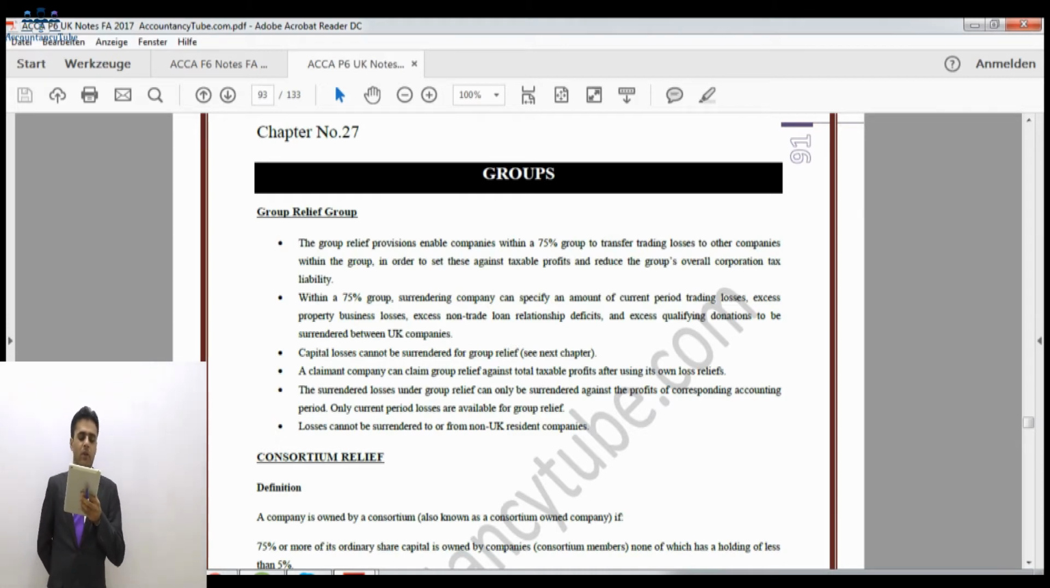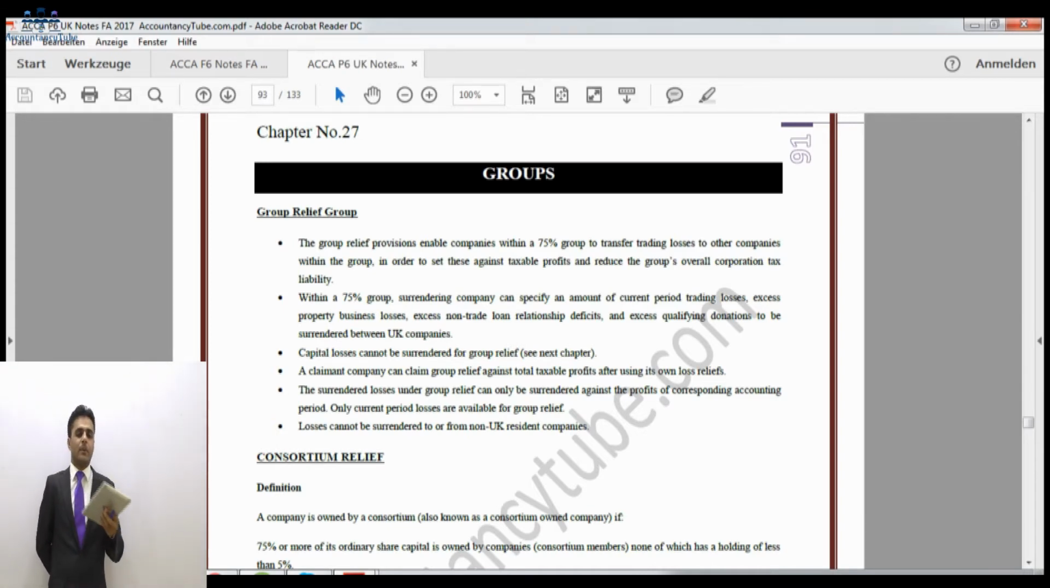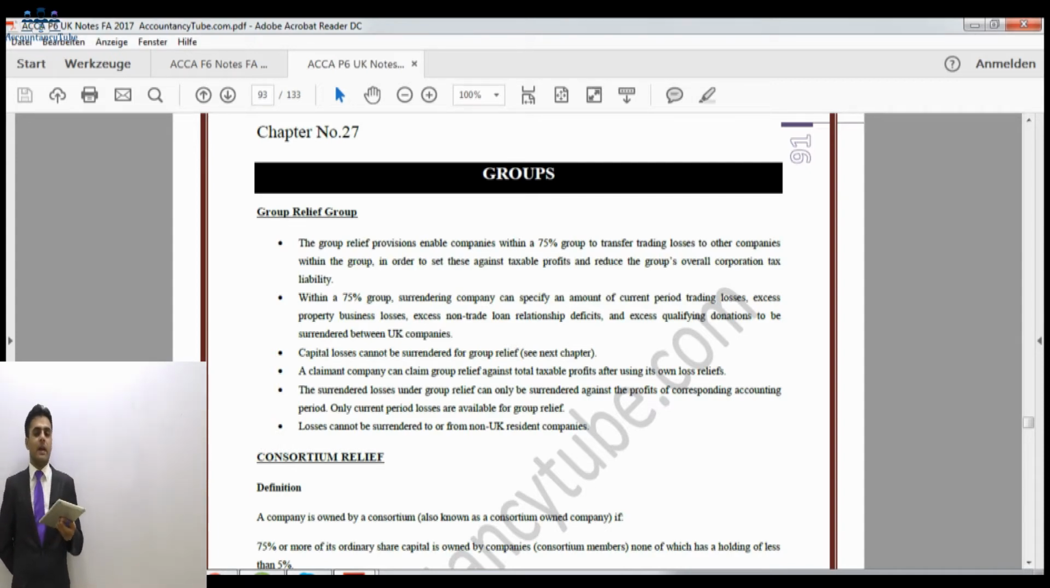Now after that it says a claimant company, the company which has profit, can claim group relief against taxable total profit after using its own loss reliefs. And surrendered losses under group relief can only be set off against the profit of the corresponding accounting period. In some cases, one company might have an 8 month accounting period and another company might have a 10 month accounting period. Say one company has 8 months profit and another company has 10 months loss. In that case, only 8 months of the loss can be set off against the profit.